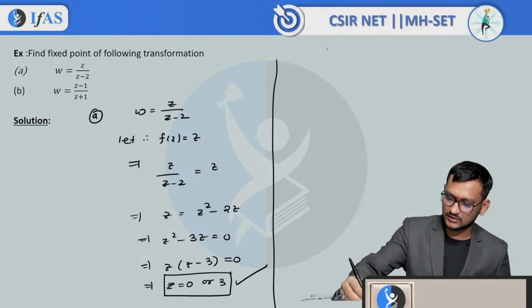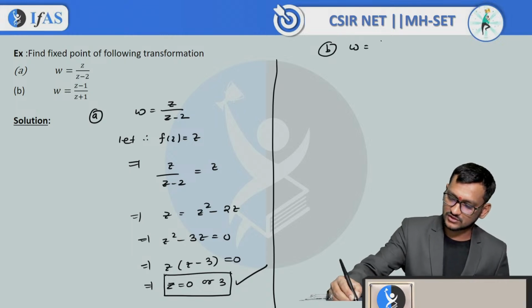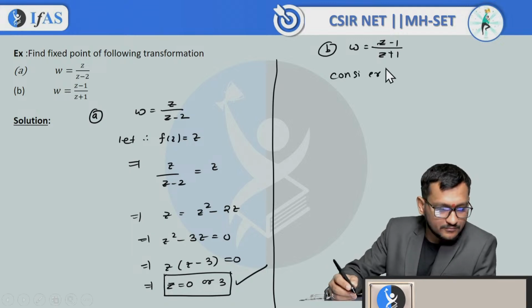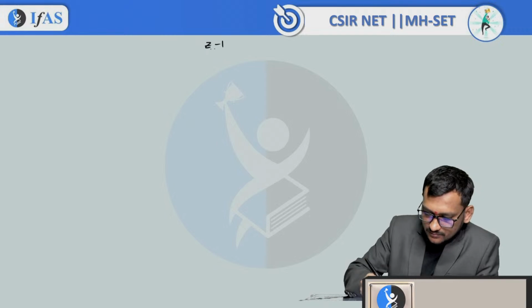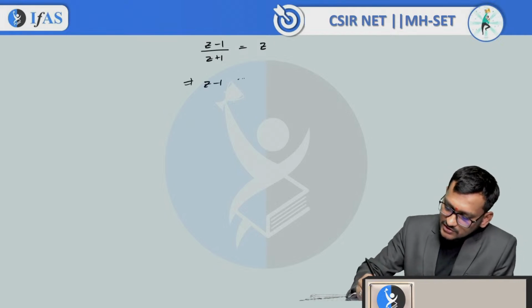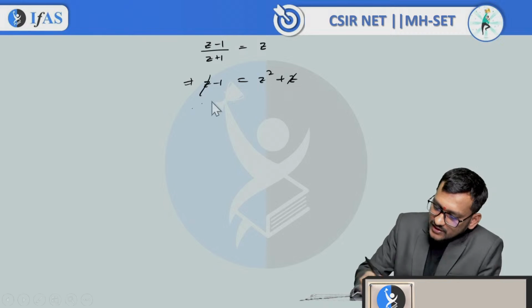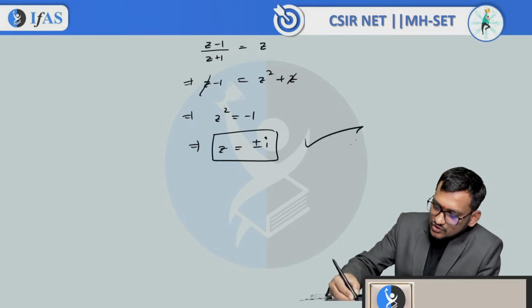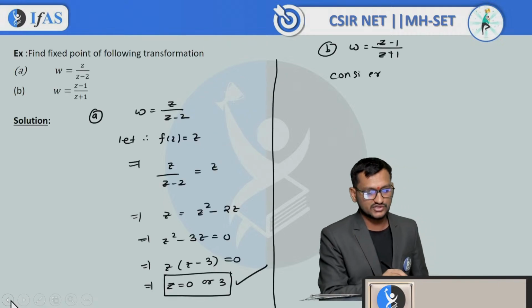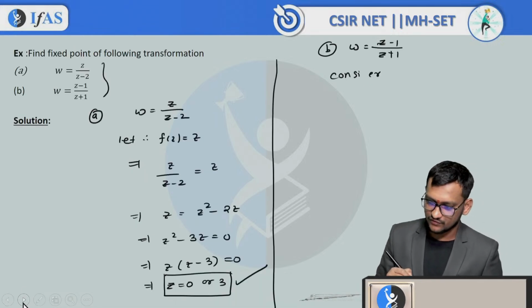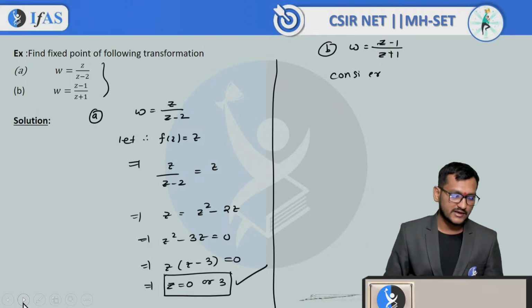Okay students. Next, omega equals z minus 1 upon z plus 1. So what are the fixed points for this? Consider z minus 1 upon z plus 1 equals z. So this is z minus 1 equals z square plus z. This we can cancel out. So z square is minus 1. So z has to be plus or minus i. So these are the fixed points of the bilinear transformation. Everybody understood? These two are bilinear transformations, and this is how we find the fixed points. Hopefully all of you understood how to find fixed points of a bilinear transformation.